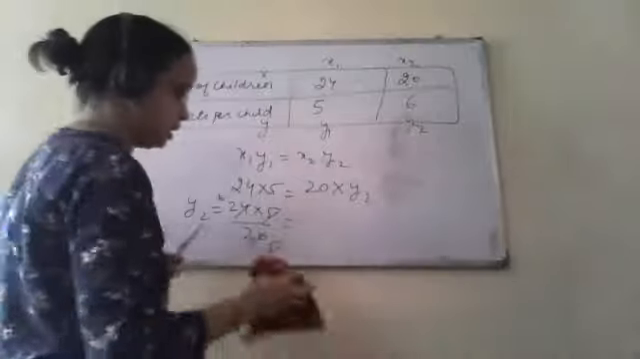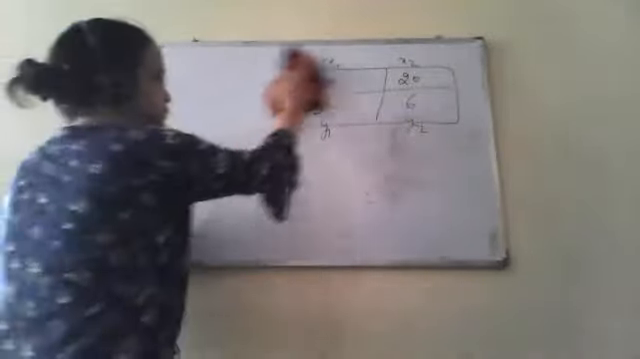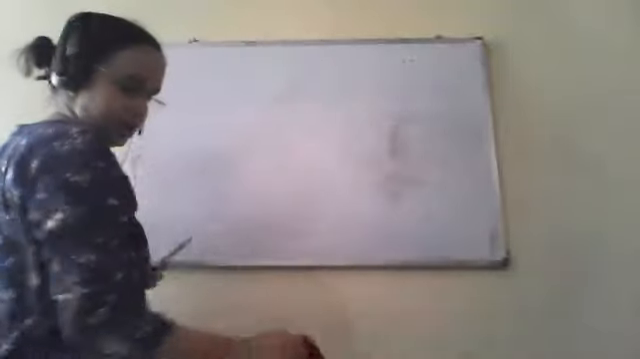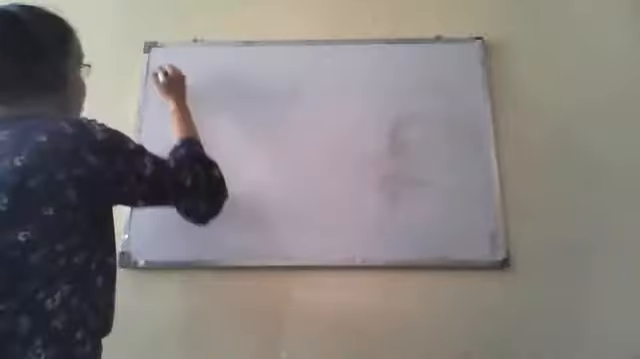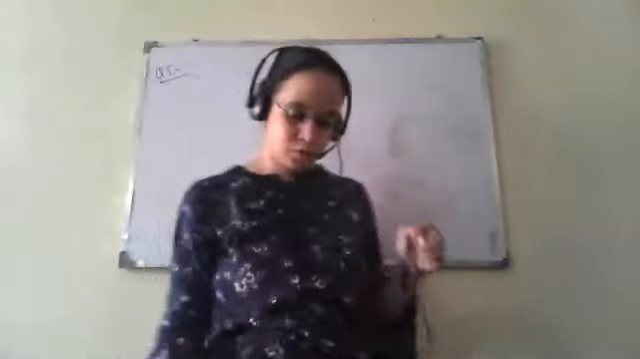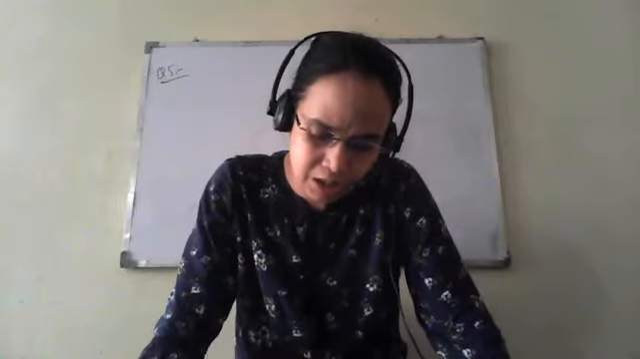So I hope that is clear. So next question, this is our next question, question number 5. What it says: a farmer has enough food to feed 20 animals in his cattle for 6 days. How long would the food last if there were 10 more animals in his cattle?